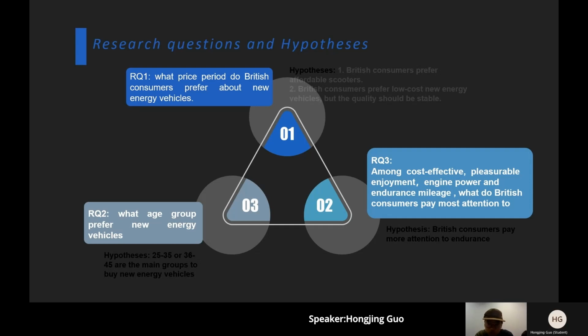According to the components, we got three research questions and corresponding hypotheses. The first question is, what price range do British consumers prefer for new energy vehicles? The second question is, what age group prefers new energy vehicles? And the last question is, among cost-effectiveness, driving enjoyment, engine power, and endurance mileage, what do British consumers pay most attention to?